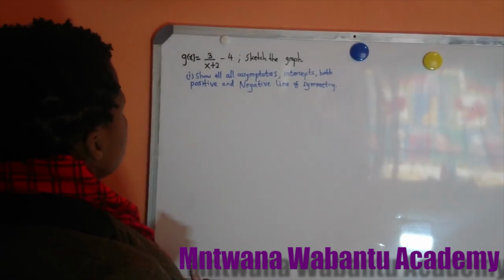Is it linear, quadratic, hyperbola, or exponential? Which type of function is that? Hyperbola. How do you know it's a hyperbola, just by looking? Because a hyperbola has asymptotes and a line of symmetry. Okay, so let's get started and see how you're going to solve the equation.